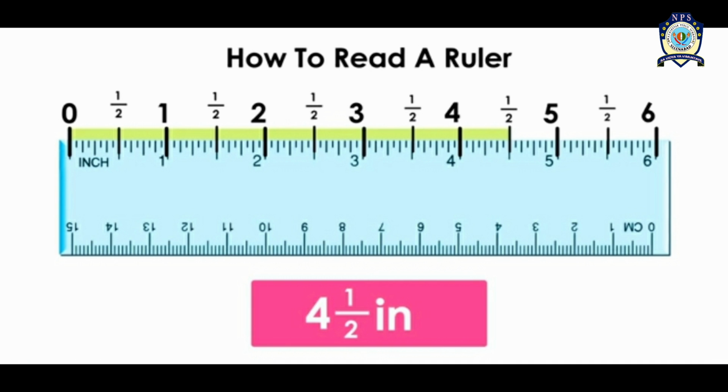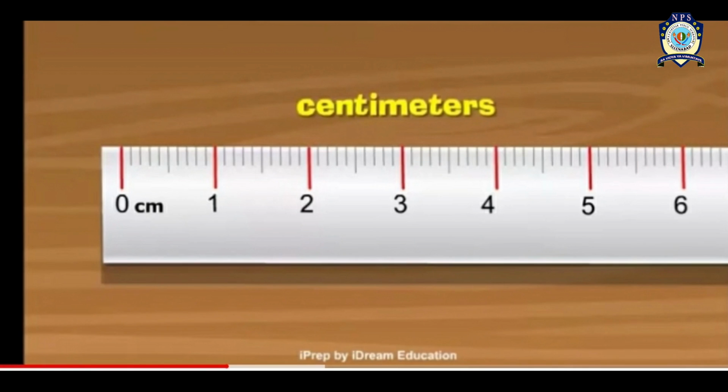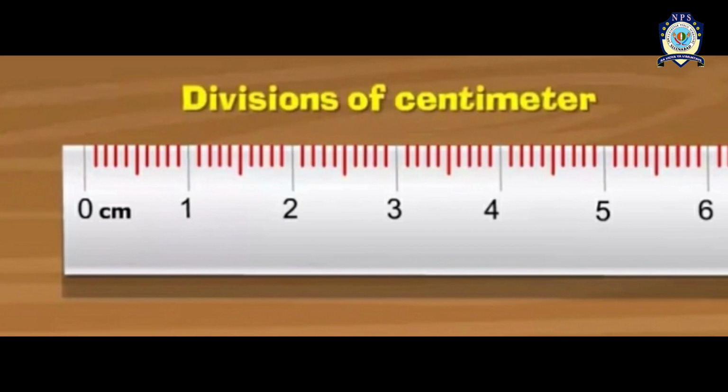Now let's learn how we can find the values in centimeters. This is the scale showing the centimeters. As you can see a red line on the scale, 0 to 1 is 1 centimeter, 0 to 2 is 2 centimeters, and so on. These centimeter units can be subdivided, as there are divisions of a centimeter. The red lines represent the divisions of a centimeter, whereas the black thin lines represent the numbers. 0 to 1 is 1 centimeter, but from 0 to 1 there are many small divisions.